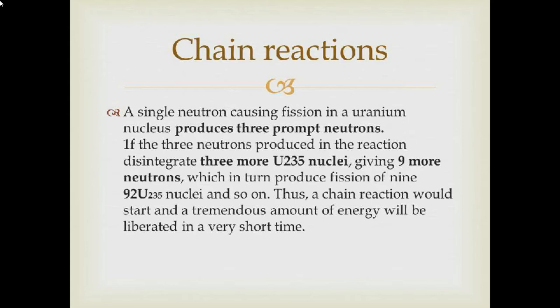A single neutron causing fission in a uranium nucleus produces three prompt neutrons. If the three prompt neutrons produced in the reaction disintegrate three more uranium-235 nuclei, giving nine more neutrons, which in turn produce fission of the uranium-235 nuclei, and so on. Thus, a chain reaction would start, and a tremendous amount of energy will be liberated in a very short time.